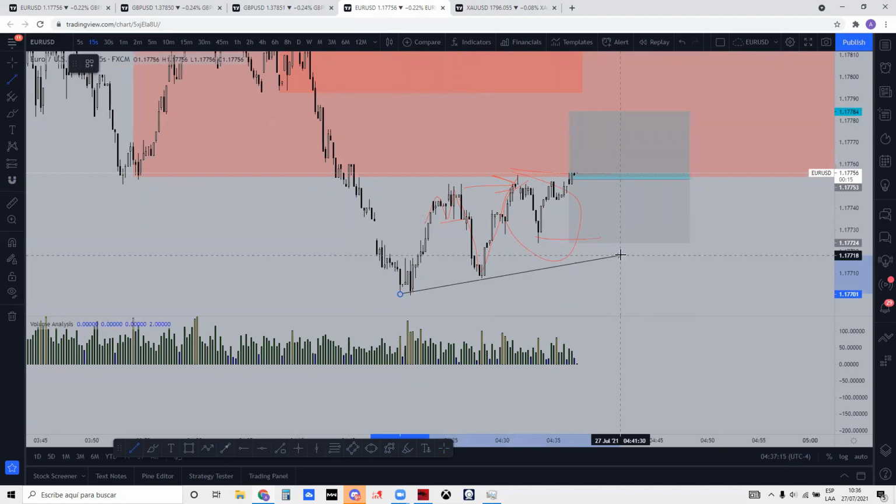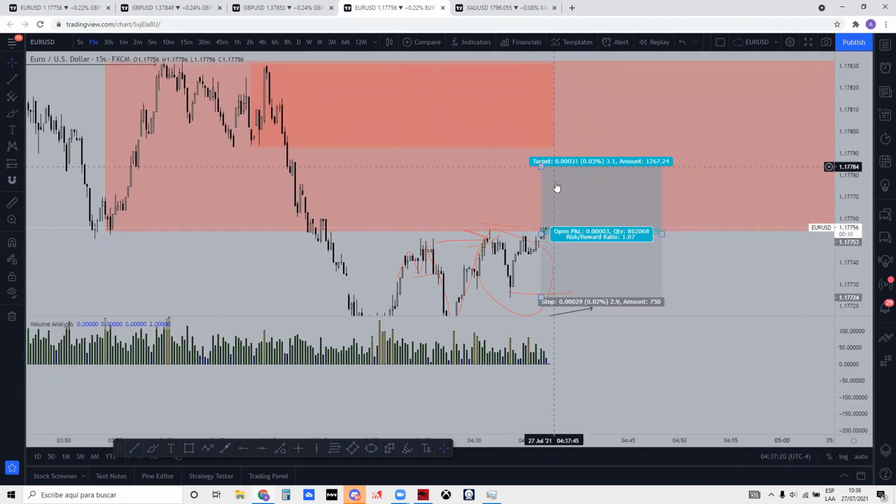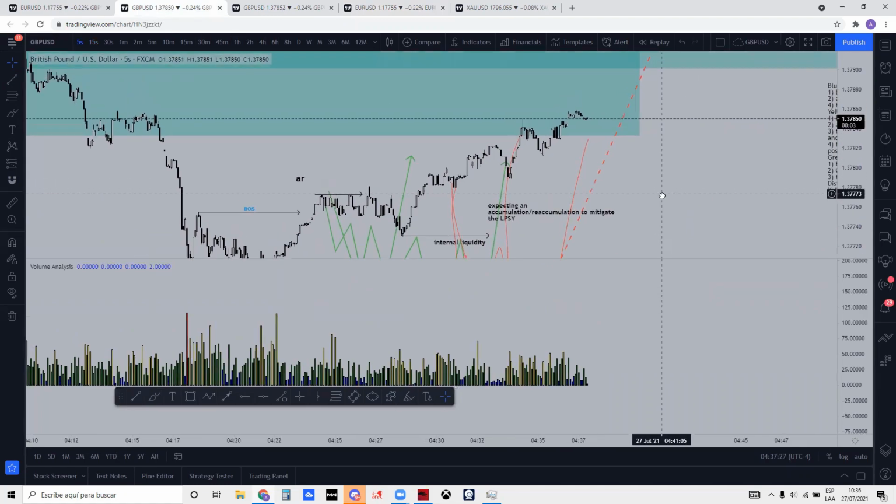However, if you don't want to risk it, you can wait for a clean confirmation to take a short, which is the highest probability, but I do see a potential move up like this one here on EURUSD.